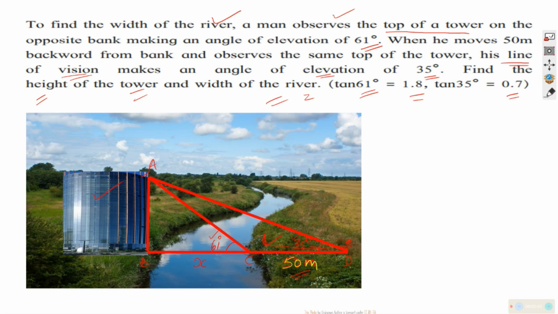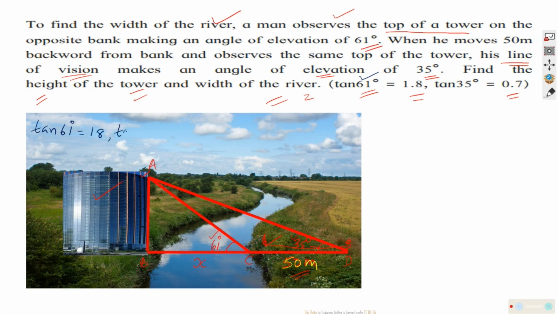Now the question is to find out the height of the tower as well as the width of the river. We will start with what is given. I will go a little shortcut because it is quite lengthy otherwise. You will do it properly. What is given, I will write over here in the sky. What is given is tan 61 degrees, which is equal to 1.8.